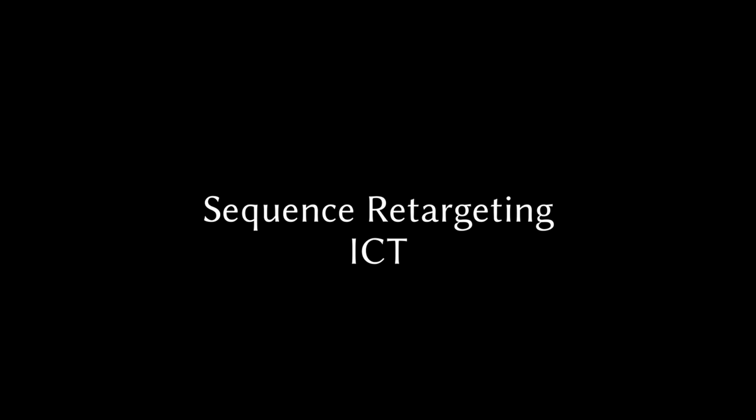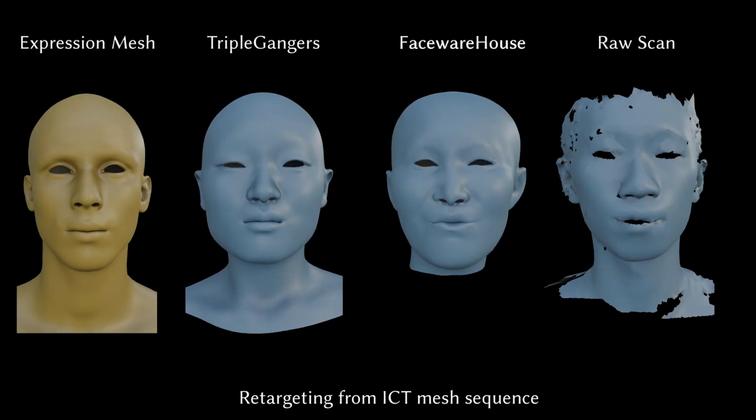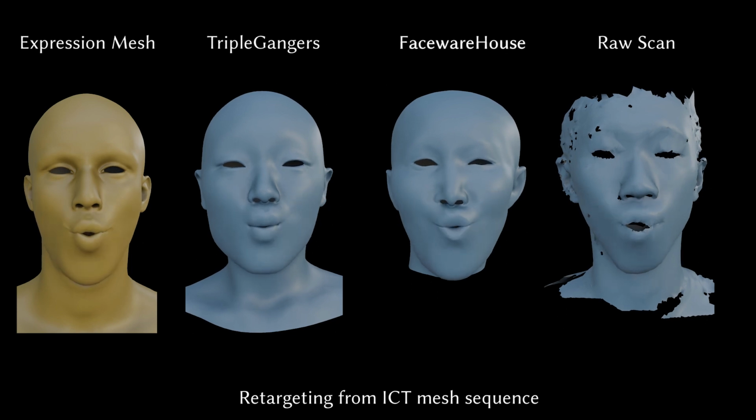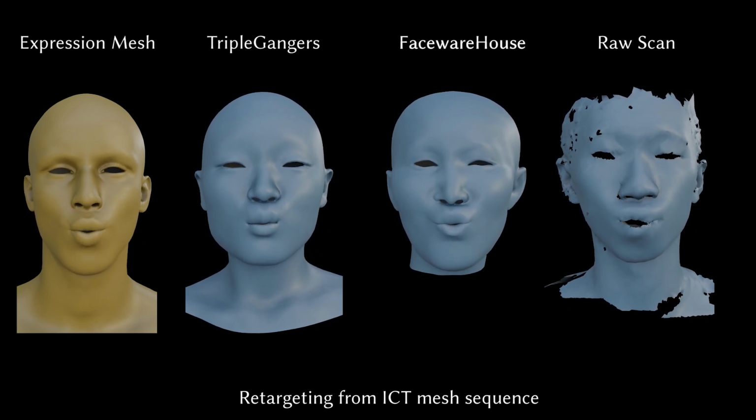Now we show several expression sequence retargeting results. All results are not seen by the network during training. The first sequence is captured by ARKit face tracking. NFR achieves precise and consistent expression transfer on in-the-wild meshes, even when they are lacking features such as the neck in Face Warehouse, the back of the head and the lip in the raw scan.